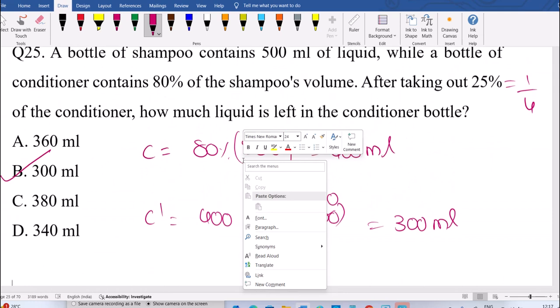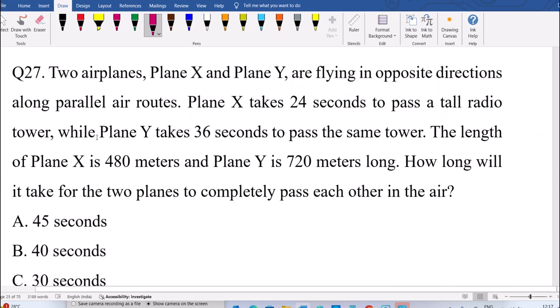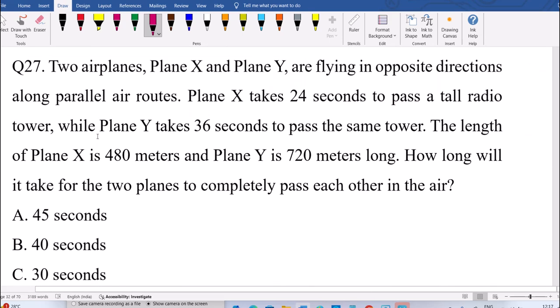Same question. Now let's see about this one.